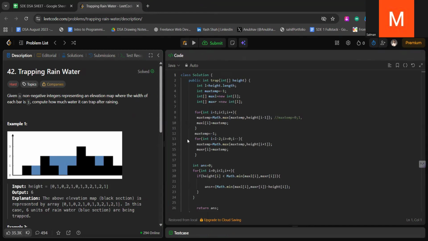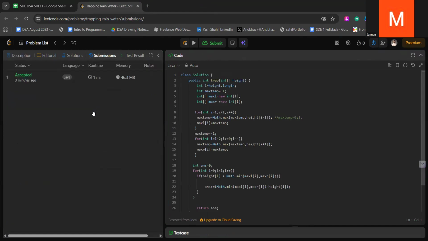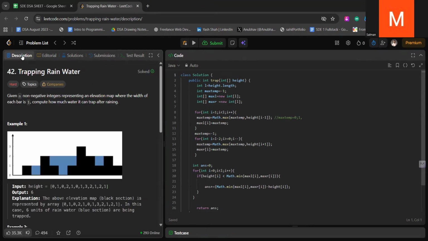Actually, I submitted this code just a few minutes back. So you can see this. It passed efficiently, right? Now let's see the question first. Trapping the rainwater. This question comes under the hard category. And given n non-negative integers means that our test cases are going to be positive.